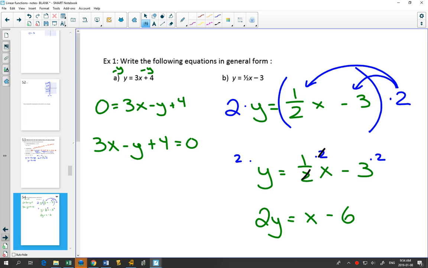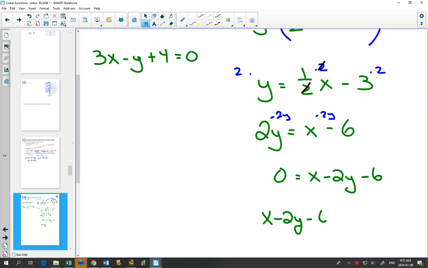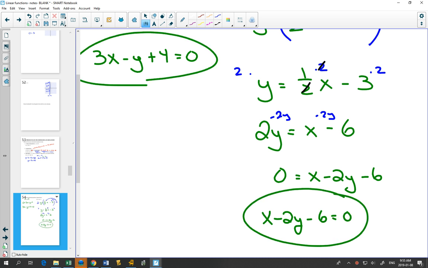We need to make one side equal to 0, and we need whatever value is in front of x to be positive. So how do we do that? Well, we subtract 2y on both sides. 0 equals x minus 2y minus 6. And we have general form.